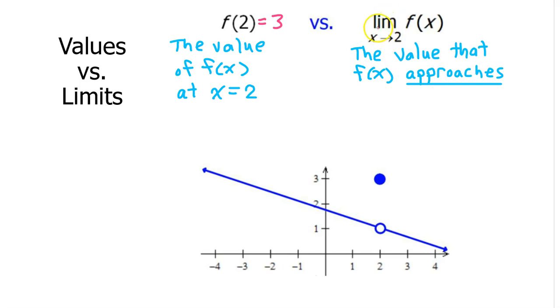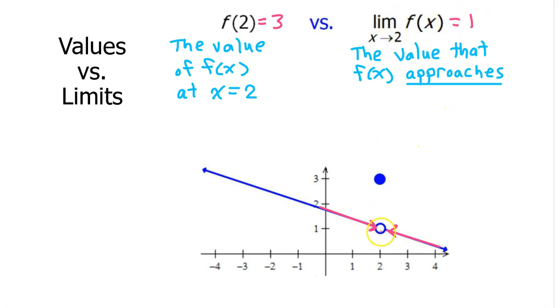By contrast, the limit as x approaches 2 of f of x is the value that f of x approaches. It is not the value at 2, that's what this is. It's the value that f of x approaches as we get closer and closer to an input value of 2 from the left and from the right. In this case, as the input values get closer and closer to 2 from the left and from the right, the output values get closer and closer to 1. So this limit is equal to 1.